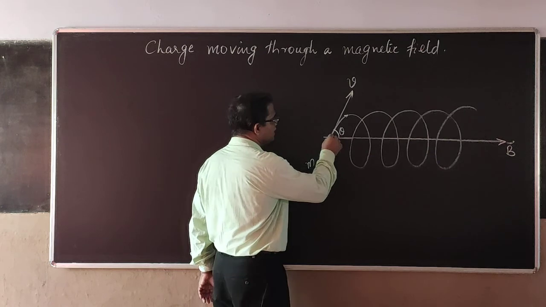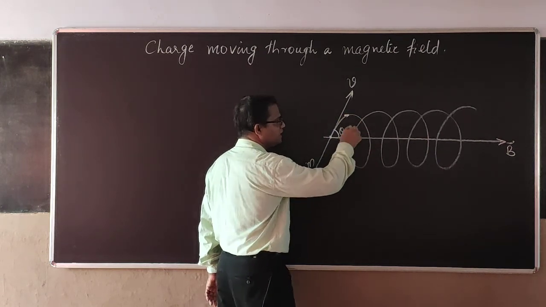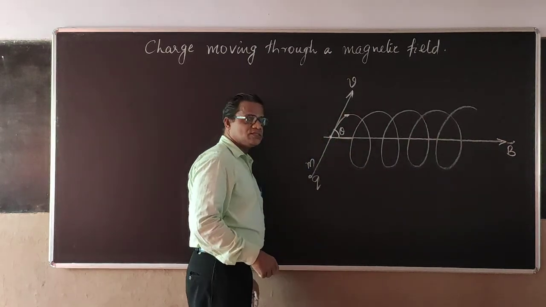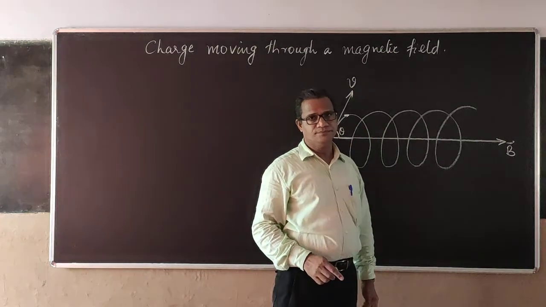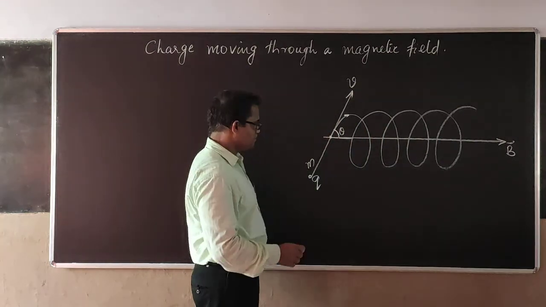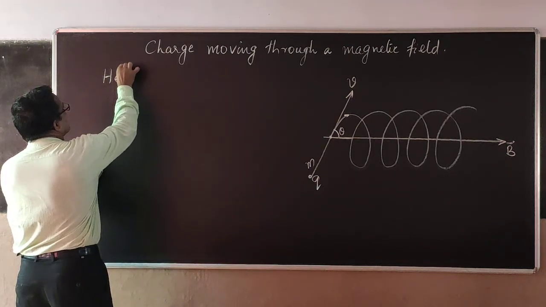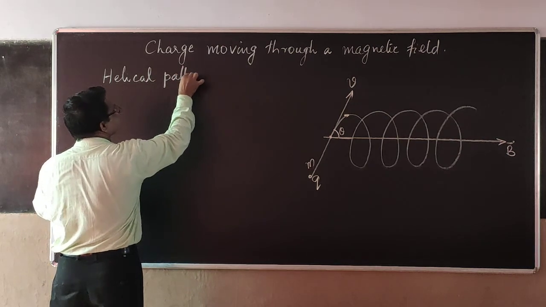Now after entering into the magnetic field, we can find that the particle is moving in a curved path like this, which is extending along the direction of the magnetic field. And this path we call helical path.